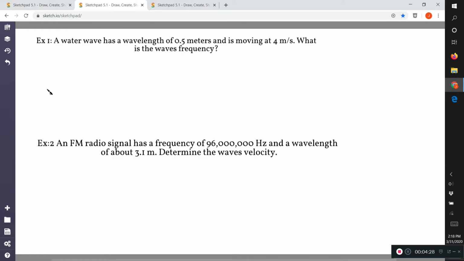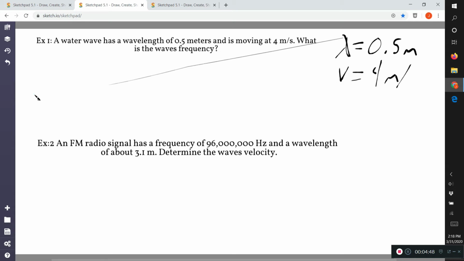Example 1. A water wave has a wavelength of 0.5 meters. So that means lambda equals 0.5 meters. And is moving at 4 meters per second. Well, meters per second is a velocity, so we know the velocity of the wave is 4 meters per second. What is the wave's frequency? So we're looking for frequency.